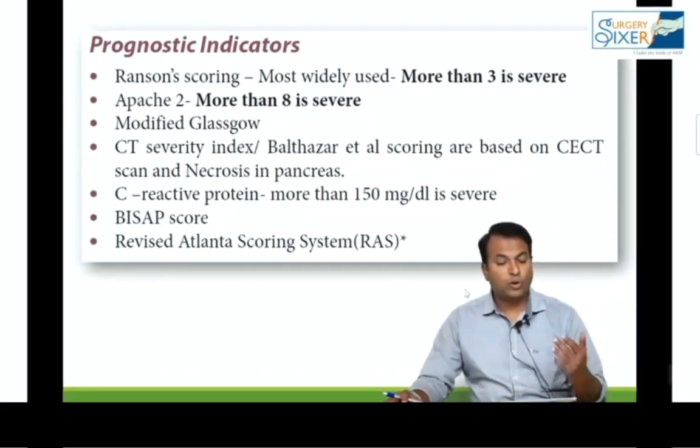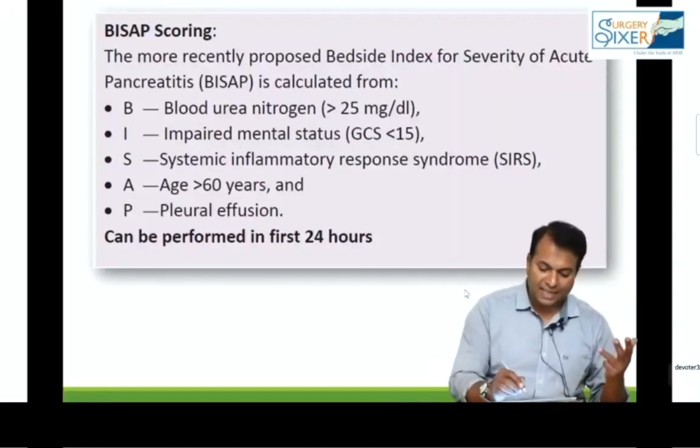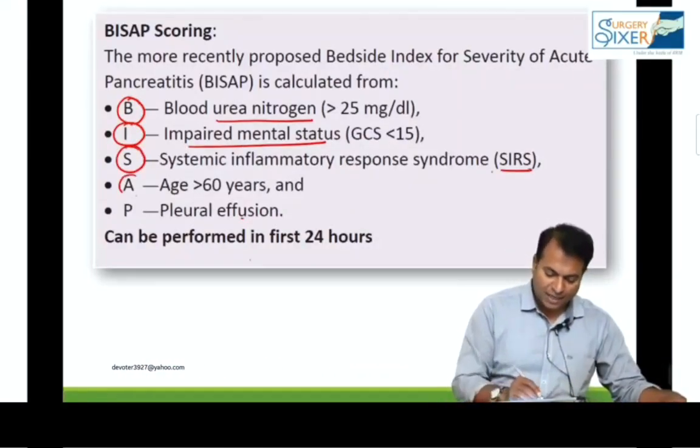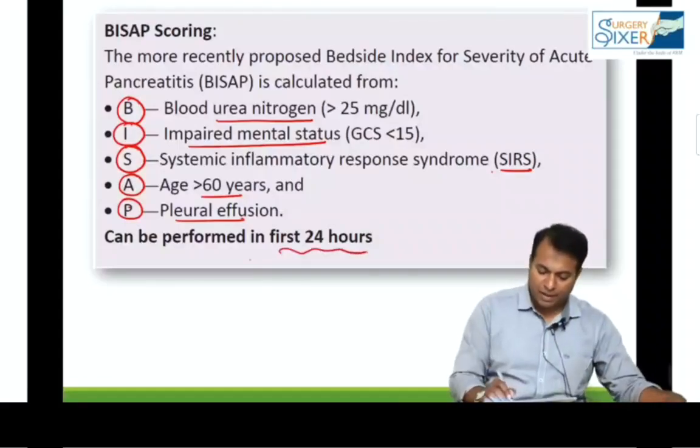So the various scoring systems I told you, please don't forget those scoring systems. BISAP scoring system, bedside index of severity in acute pancreatitis: B for blood urea nitrogen, I for impaired mental status, S for SIRS, A for age above 60, P for pleural effusion. Can be performed in 24 hours.